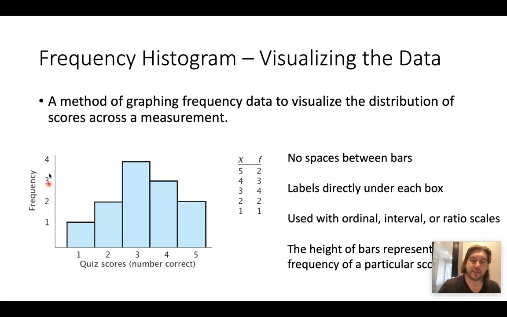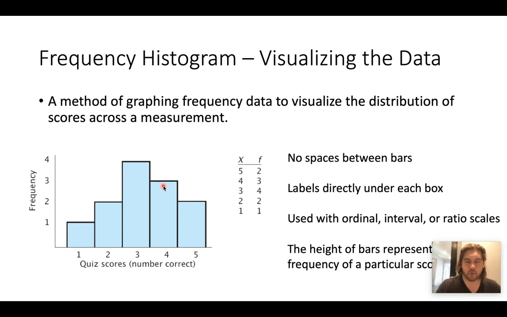Our y-axis represents the frequencies of each score. So we see here we have a score of 1. That occurred one time, right? A score of 1 occurred one time, and so it has a bar height of 1. The score of 2 occurred twice, so it has a bar height of 2. A score of 3 occurred 4 times, right? So its bar is up here on the y-axis to a 4.